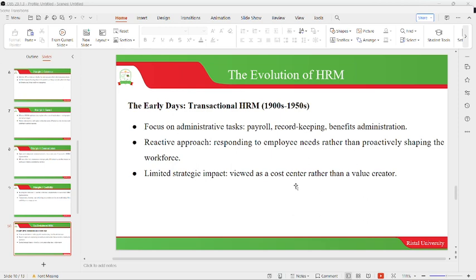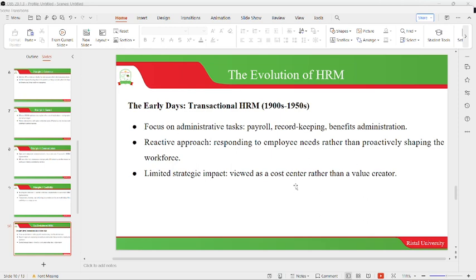So the HR department by then was only focusing on payment of employees, nothing else. The record keeping is maybe in discipline cases, whether you have been coming to work or not, the time, basically record keeping.